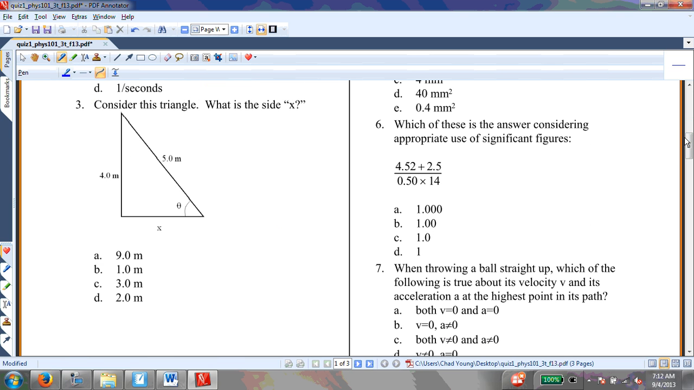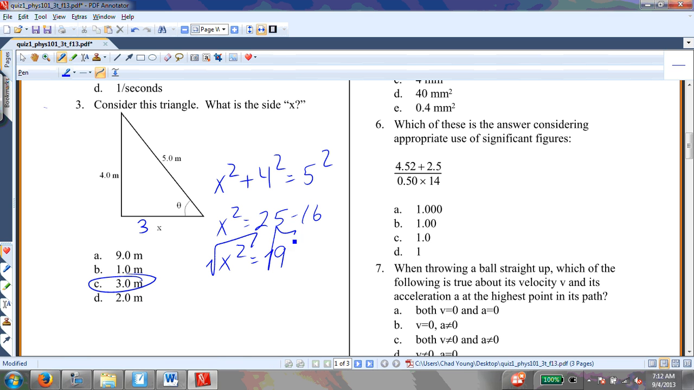Consider this triangle. What is the side X? This is a special triangle. It's a 3, 4, 5 triangle, so I can say right off it's 3. Or you can say x squared plus 4 squared equals 5 squared. That's x squared equals 25 minus 16. If you're not aware of that special triangle. All right.